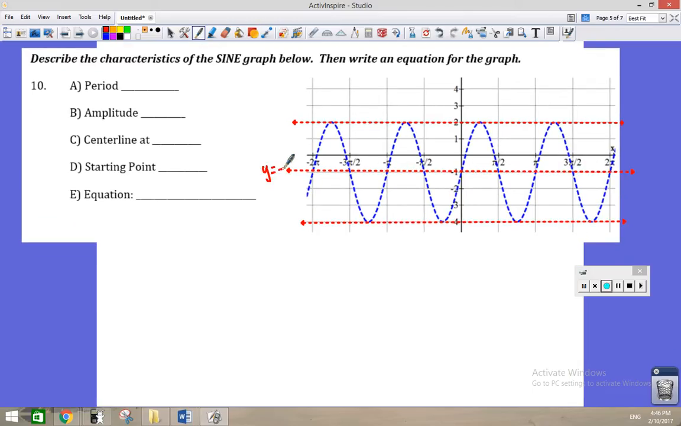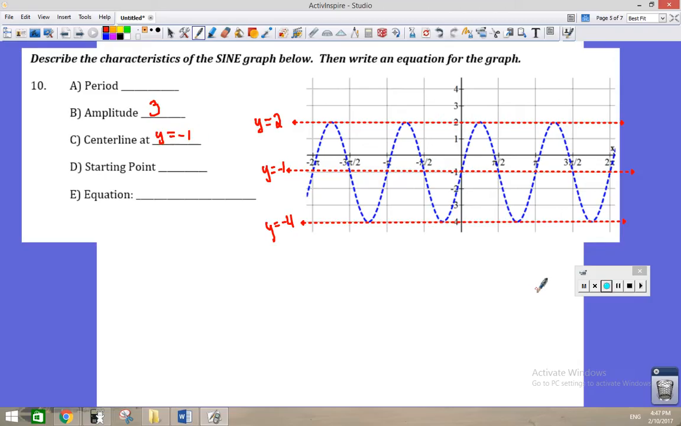y equals -1. And my maximum is up here, 3 units away, and 3 units below this I'm here at -4. So this is telling me that my amplitude is 3. I can count it, 1, 2, 3. I know my center line is here at -1.